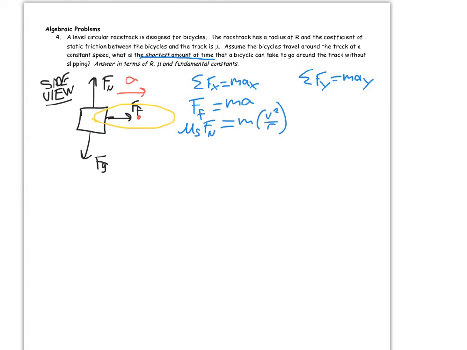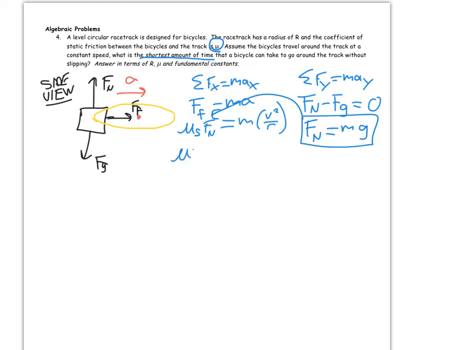Setting up my y forces, I have Fn minus Fg, and that's going to be equal to 0 because we're not accelerating vertically, just horizontally. And so my normal force then is equal to Fg, which is simply mg. I can go ahead and substitute in for my normal force. I also know that my coefficient of static friction is just given by mu, so I can say mu mg equals m times v squared over r. My m's will cancel out.